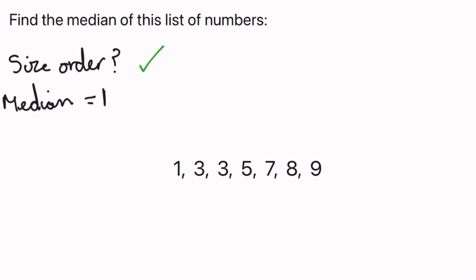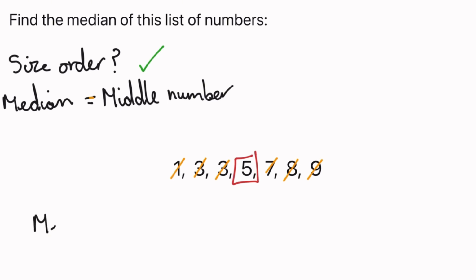The median of a list just refers to the middle number. To find this, we can cross off numbers from each side until we have one left. When applying this method to this question, we get that the number left is 5, so the median is 5.